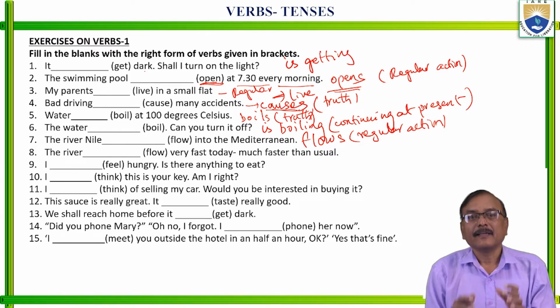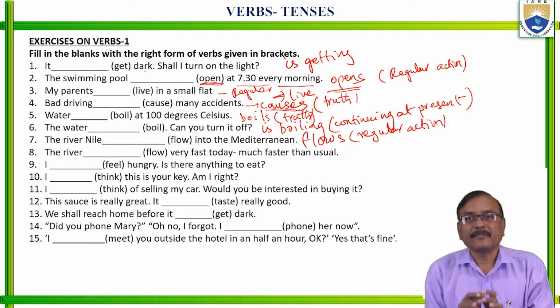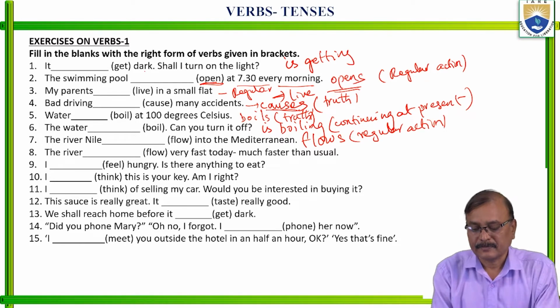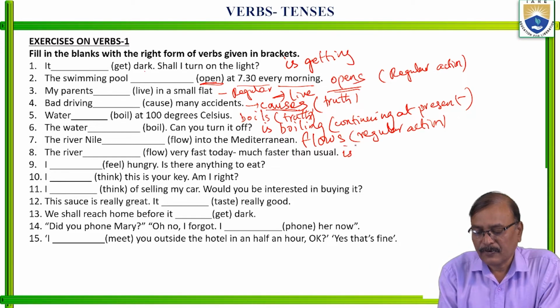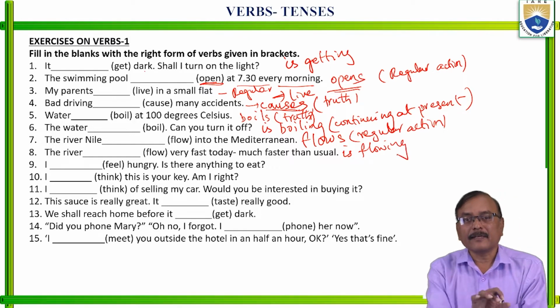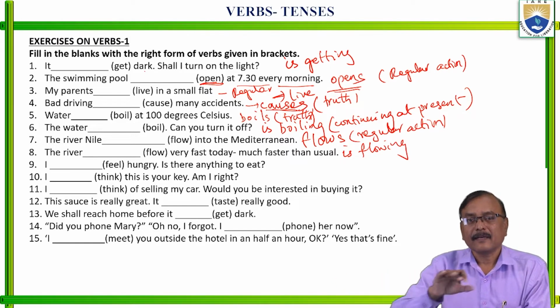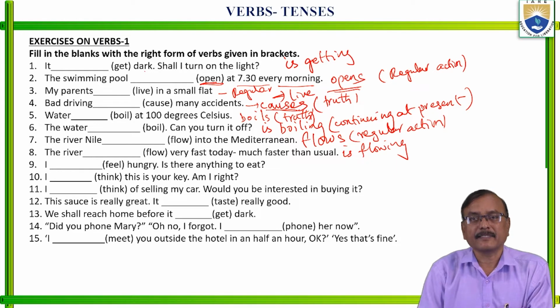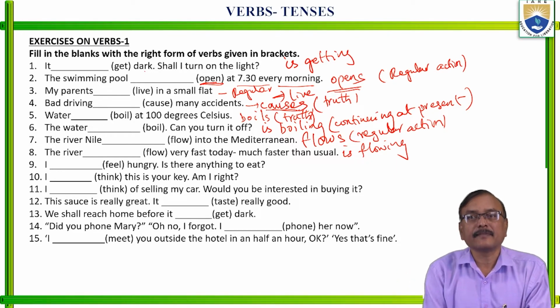Today, okay, much faster than usual, the river is flowing very fast. Okay. It is only a temporary action here, a temporary present action, present continuous. It is flowing very fast today, much faster than usual. Okay. Next.